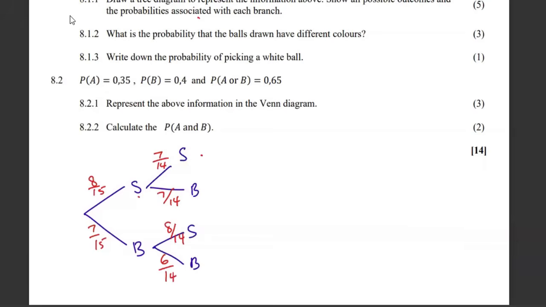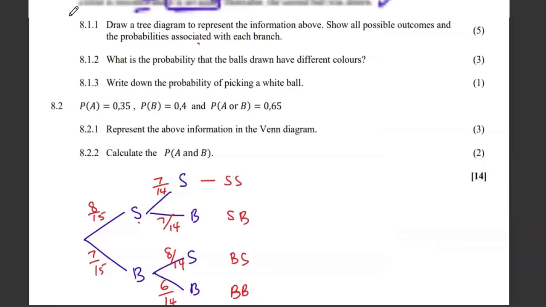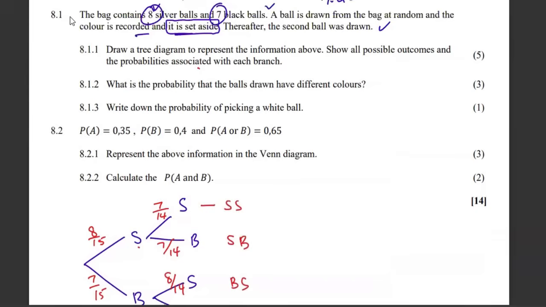So the outcomes are silver and silver, silver and black, black and silver, black and black. So there is our tree diagram for the 5 marks, because they say show the possible outcomes and the probabilities. There we go. Then 8.1.2, determine the probability that the balls drawn have different colors.